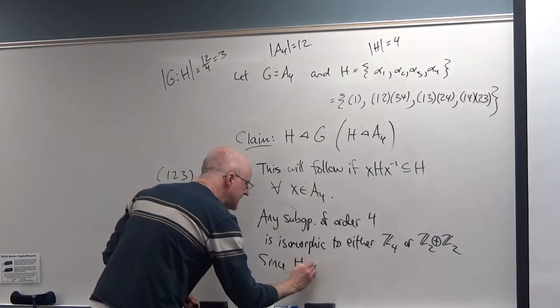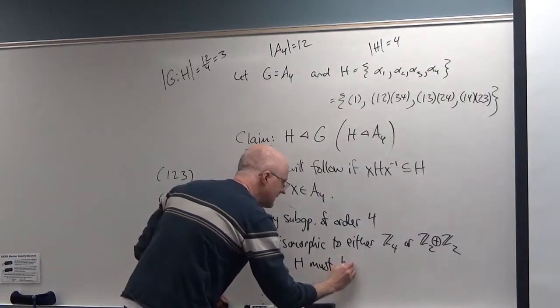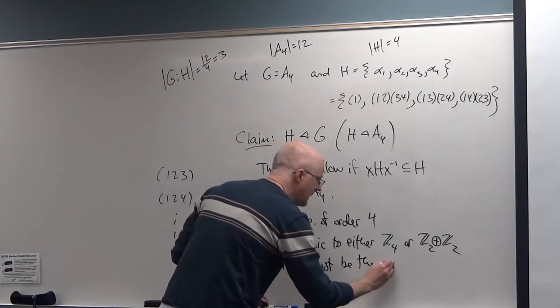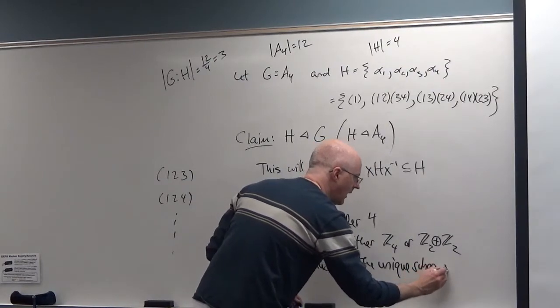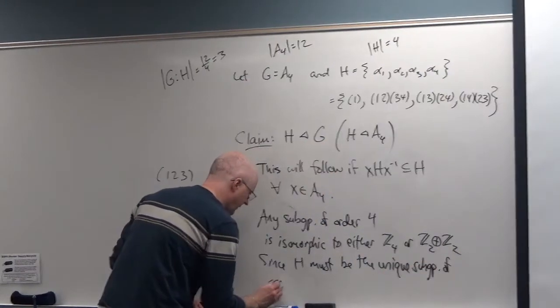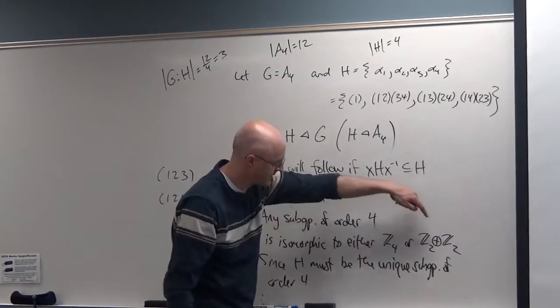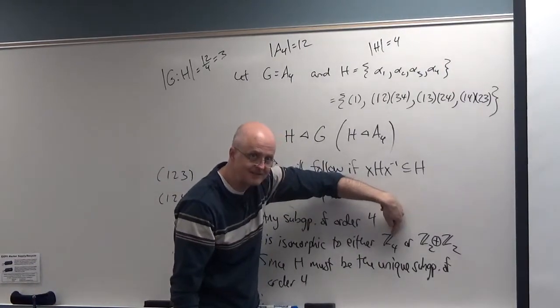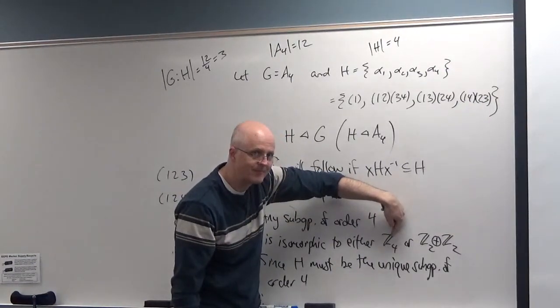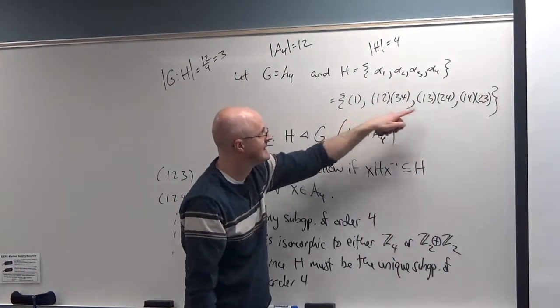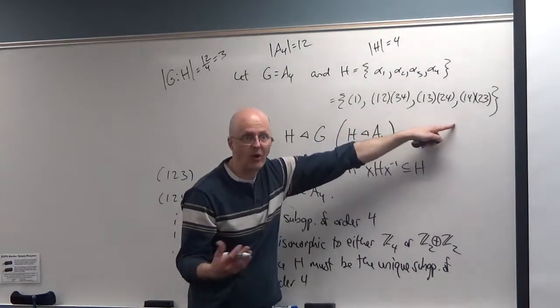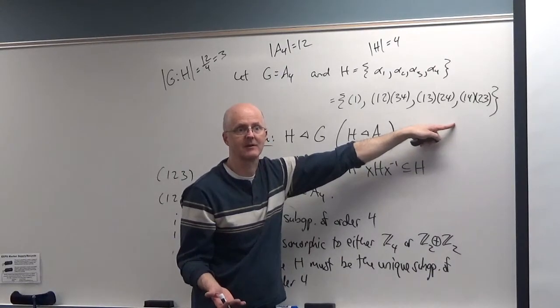Since H must be the unique subgroup of order 4, it is isomorphic to that, not that, because it's got 3 elements of order 2, and those are the only 3 elements of order 2 in A4.